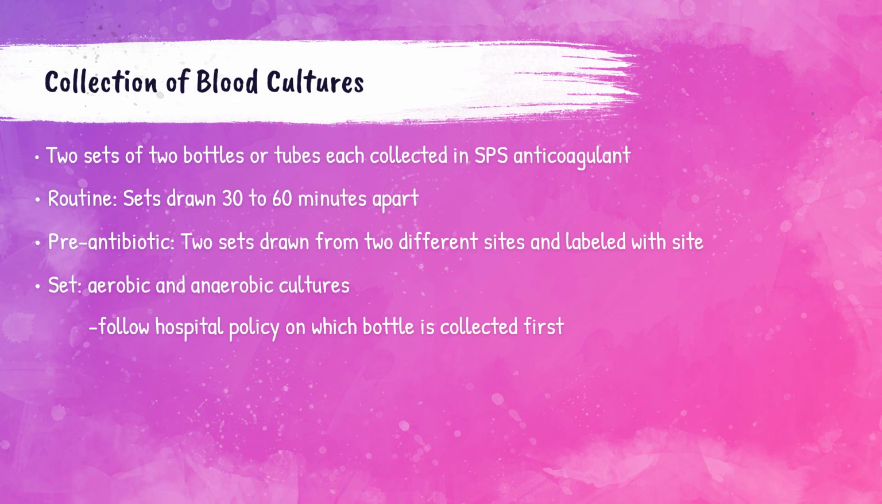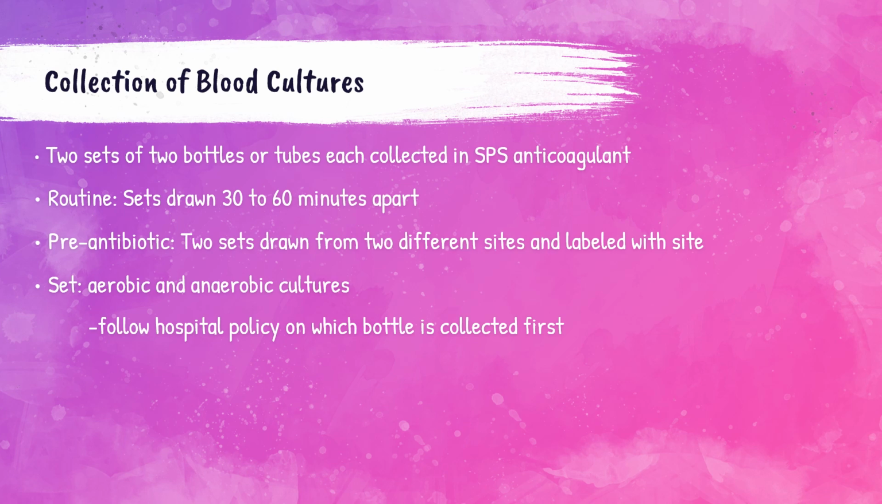Blood culture orders require that 2 sets of 2 blood culture bottles be collected. So one set consists of an anaerobic bottle and an aerobic bottle. Both of these bottles contain the anticoagulant sodium polyanethol sulfonate, as this does not inhibit the growth of bacteria, but does keep the blood from clotting within the bottle.